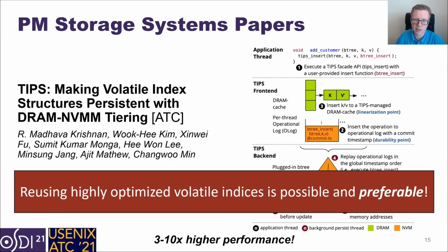TIPS demonstrates that it's a great idea to help aid developers in porting volatile indices to persistent memory rather than writing new indices from scratch, as a lot of effort has gone into optimizing volatile indices, and many of these optimizations can still be effectively leveraged in persistent memory.